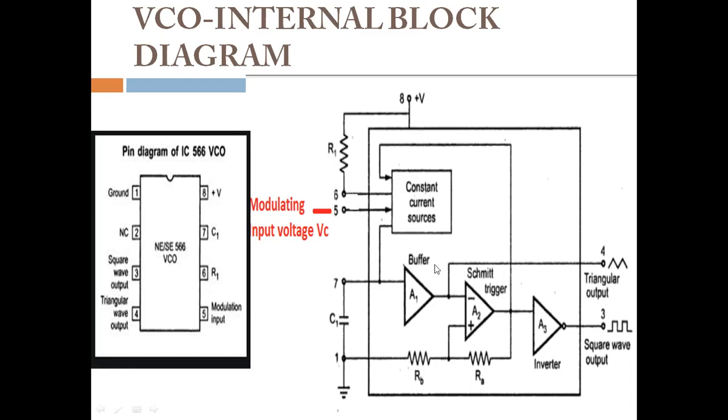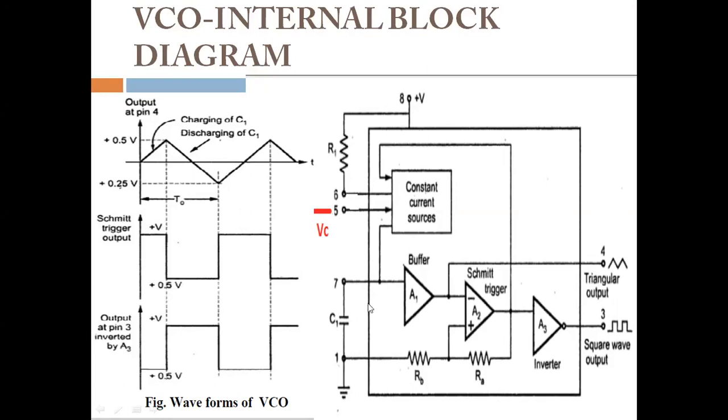This is the internal block diagram of this IC. Here we have the blocks: constant current source, buffer, Schmitt trigger and inverter. This capacitor charges and discharges through this constant current source. Whenever the modulating voltage increases, this will increase the voltage at terminal 6, so the resulting voltage drop across R1 decreases. Initially, the capacitor charges through this constant current source, and the voltage at this capacitor is given as the input to the non-inverting terminal of the Schmitt trigger through this buffer.